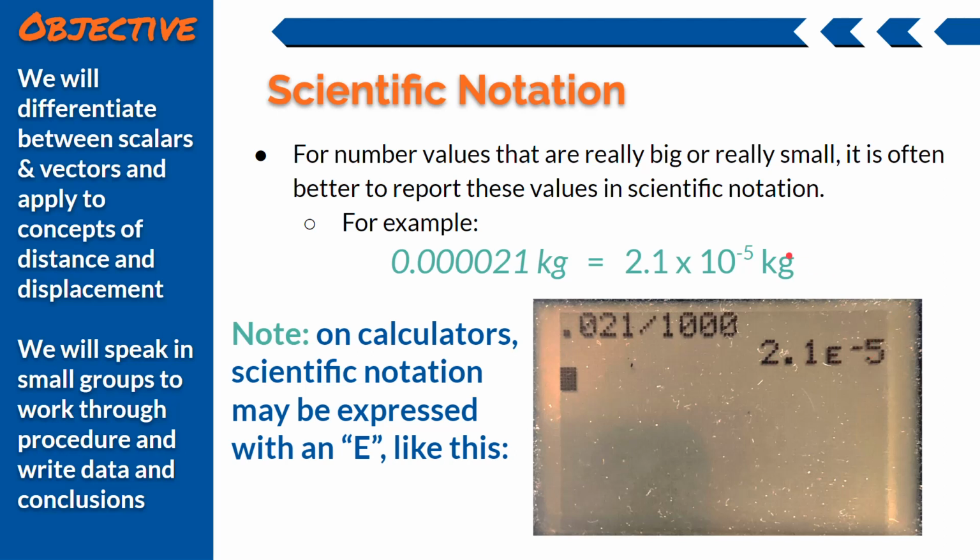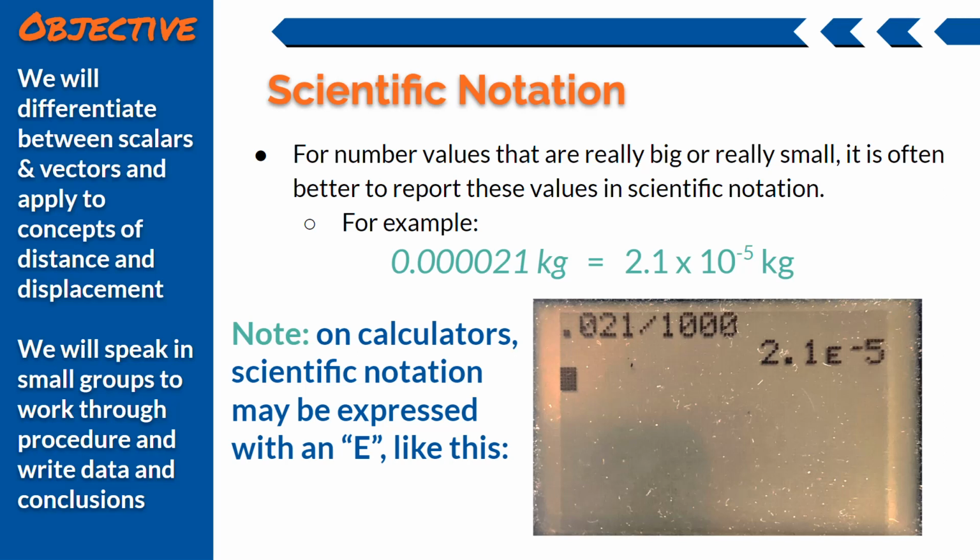Okay, so you need to recognize that in the calculator because if you're doing math in the calculator, you need to be able to take that answer and put it on a test or a quiz or a worksheet or whatever. But for numbers that are really big or really small, scientific notation is a lot easier to use than writing out all of those zeros. Your calculator will do it automatically if it's really big or really small, so you need to know how to read it. But this number would be easier written as 2.1 times 10 to the negative 5th kilograms.